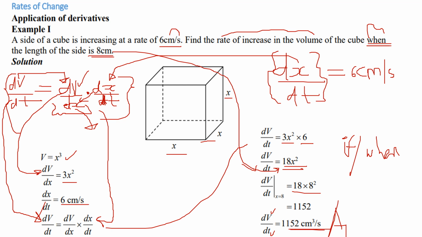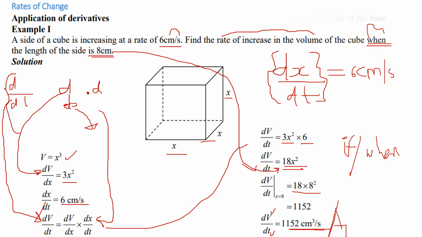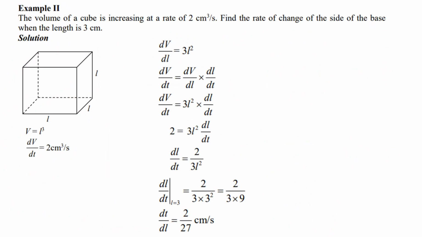Now let's see how this trick can be used to calculate other variables. In this example, you are being told that the volume of a cube is increasing at a rate of 2 centimeters cubed per second. Like I told you, the first thing to do is to summarize what you have been given. So dV/dt, since the units are in terms of centimeters cubed, is going to be 2 centimeters cubed per second. And then they are telling you to find the rate of change of the side.